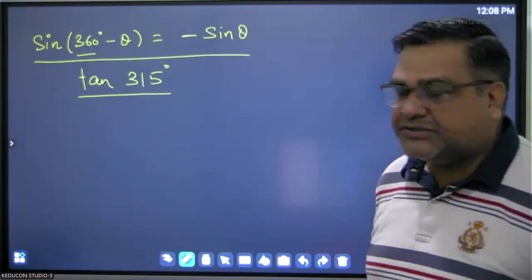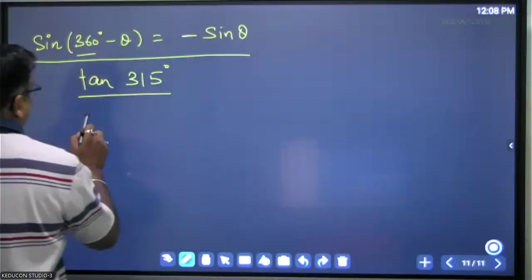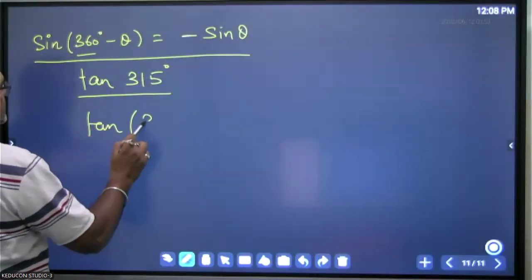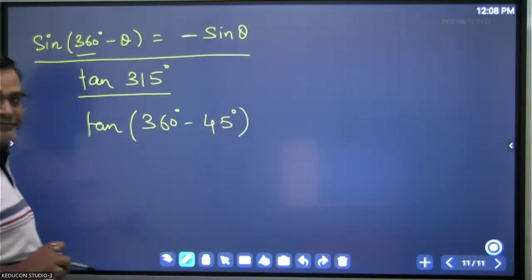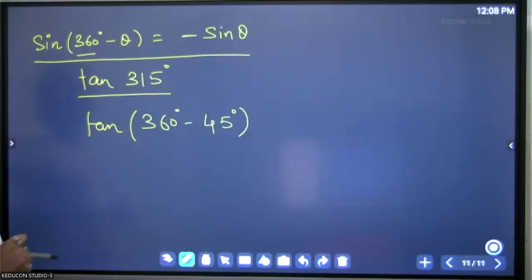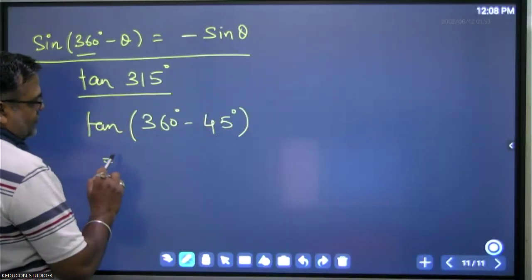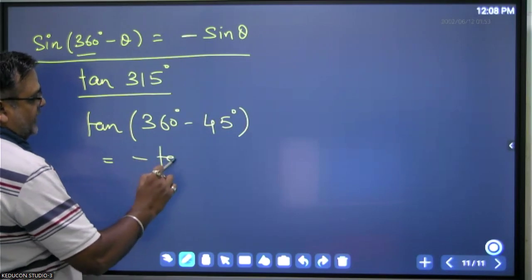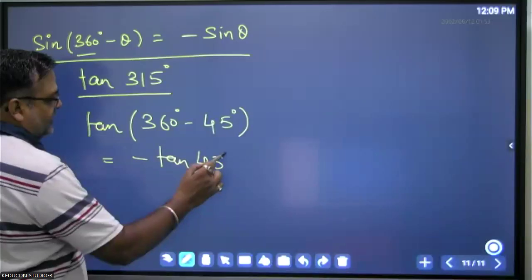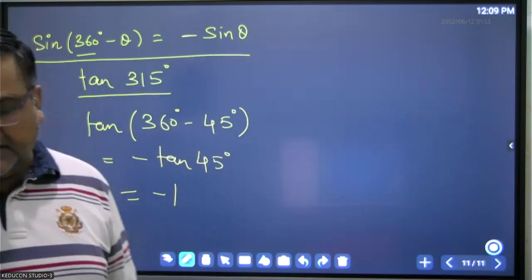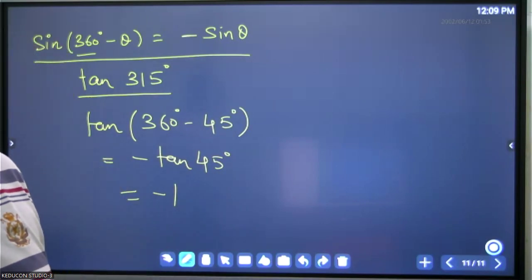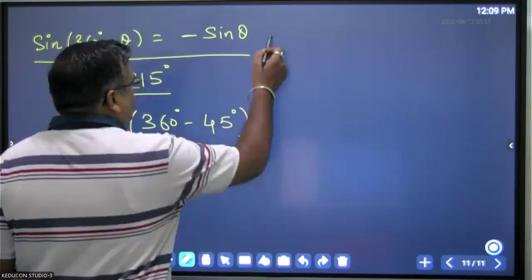Why so much time, students? Can't you write this as 360 minus 45 degrees? Now 360 minus 45 degrees means 360 minus theta. So in the fourth quadrant it will be minus, and the value of tan 45 is 1. So the answer will be minus 1. It won't be plus, it will be minus because tan is negative in the fourth quadrant. Right, students? Is this clear?